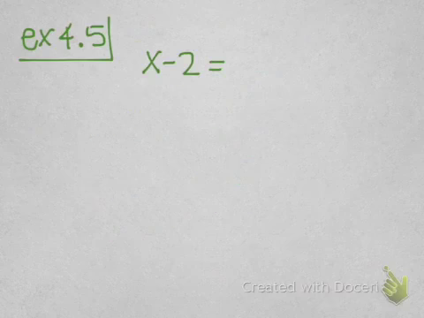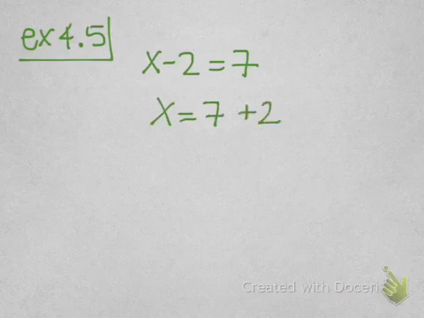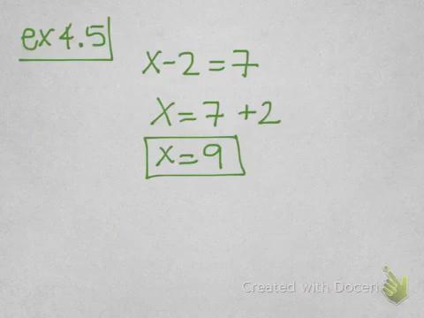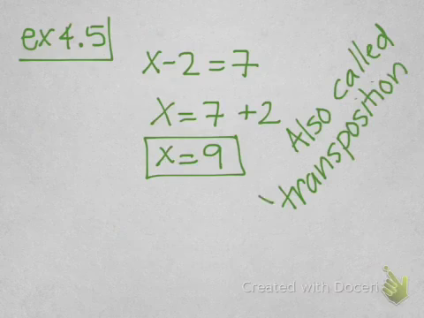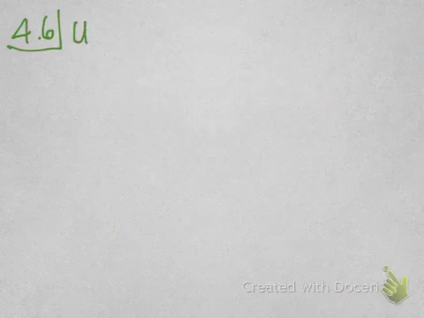So we'll do a couple of examples. So we have negative 2. We're just going to move that 2 to the other side, and since it's a negative 2, we're just going to make it a positive 2. So x equals 9. And this operation is also called transposition. So if you see the word transposition in your set, that's what it's talking about. It's talking about switching sides, switching signs.